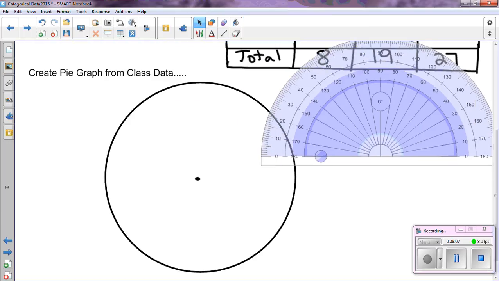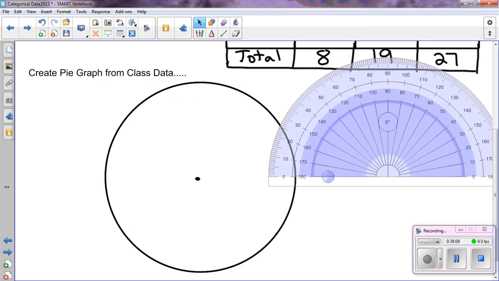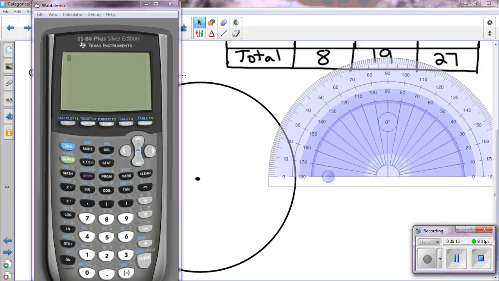So you have a compass that creates the circle. That's the only reason you'll need your compass. And then you're going to have the protractor. We need to create a marginal distribution to be able to graph it. You could also graph a conditional distribution if you wanted, but you just have to make sure that you're labeling it appropriately. We're going to do marginals here.